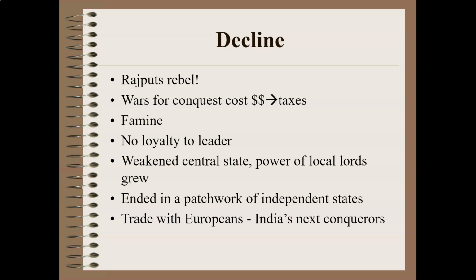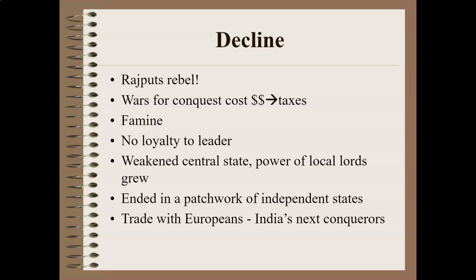All right, so the decline of the Mughal Empire, it's the Rajputs, it's the Hindu warrior leaders that really push back. They rebel. You have the wars for conquest. They cost a lot of money. There's taxes. And like I mentioned, famine hits around this period. And there's no specific loyalty to the leader, either Shah Jahan or Aurangzeb in this period. And because of this, you have a weakened central state over a wide-ranging area geographically, but also socially, politically, religiously, and just from a populist standpoint, and power shifts to the local lords.